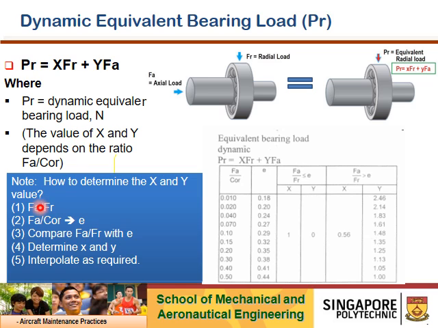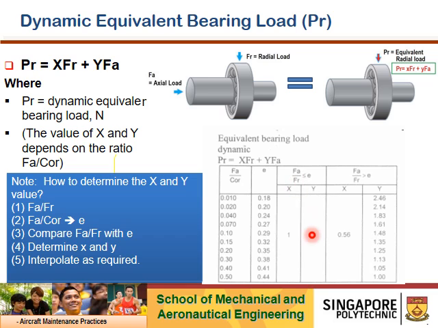We have to use FA over FR. That's the ratio. Your axial load divided by your radial load. Then you compare it to E. So if it's bigger or smaller, then that will determine your X and Y. So if it's the first column where your FA over FR is smaller than E, then your X and Y is direct, X is 1, Y is 0. So that means your axial load factor Y is 0. So actually this axial load is very insignificant.